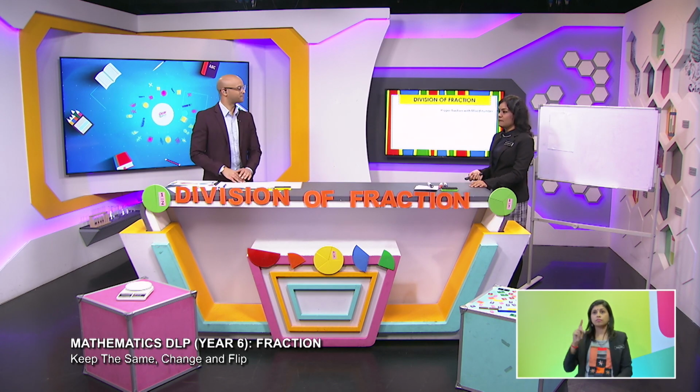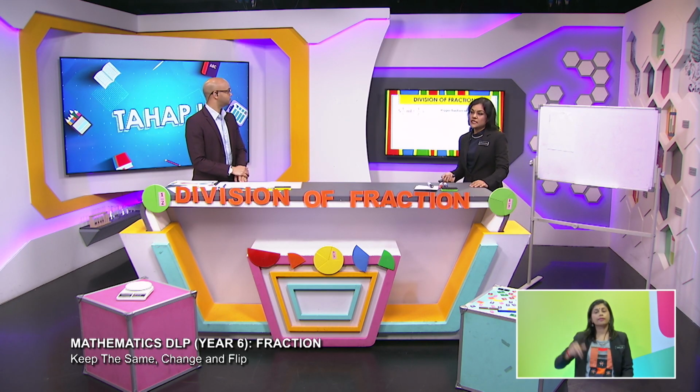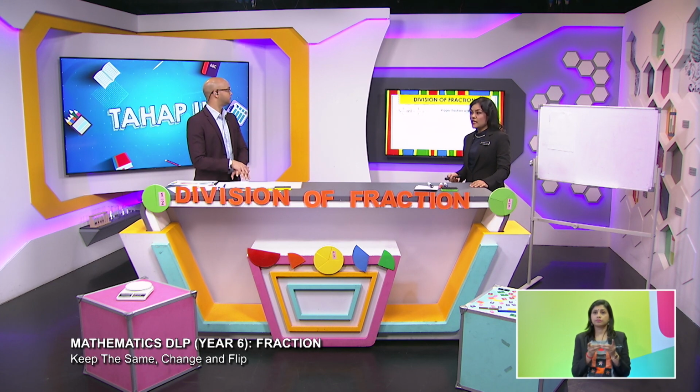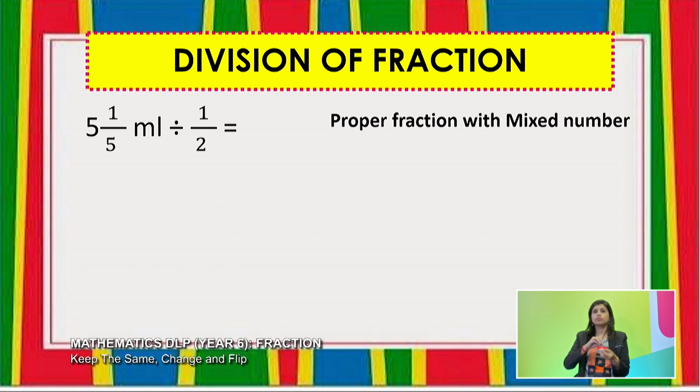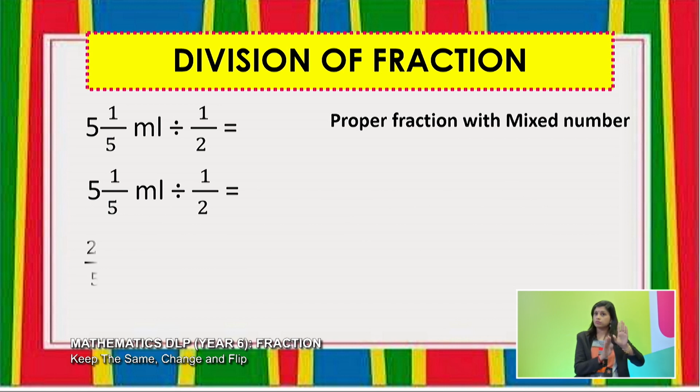Okay, the third example, proper fraction with mixed number. Can you see there, 1 over 5 milliliter is the mixed number, and then divide by half. That means a proper fraction. So how to do it? Still like KCF. The first one we keep the same, 1 over 5 milliliter, and then C we have to change, change the operation into multiplication, and the third one is flip. We inverse the divisor.